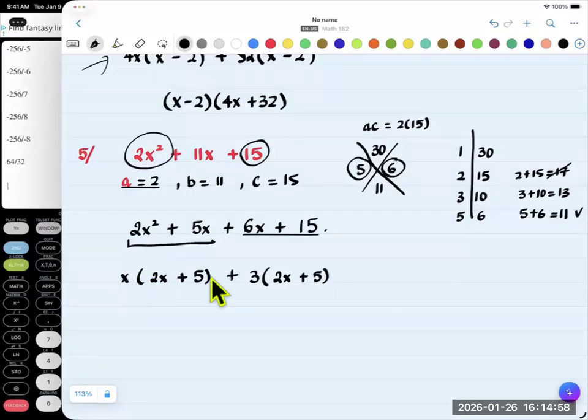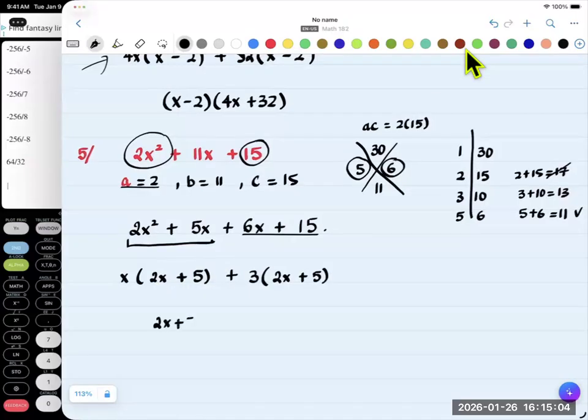Now let's look at this one and this one. It looks like we have 2x plus 5 the same, so we're going to take out 2x plus 5. The only thing left will be x plus 3. So that is our factor by grouping.